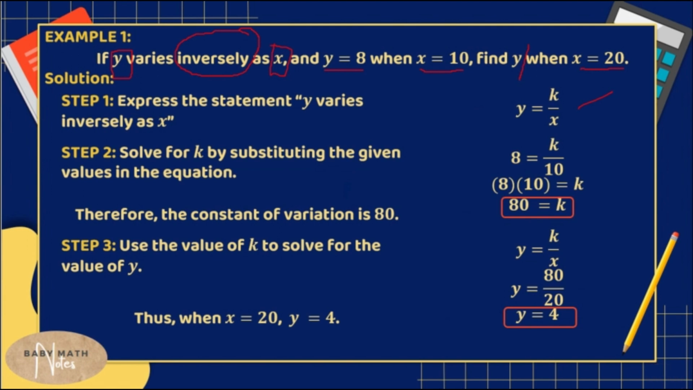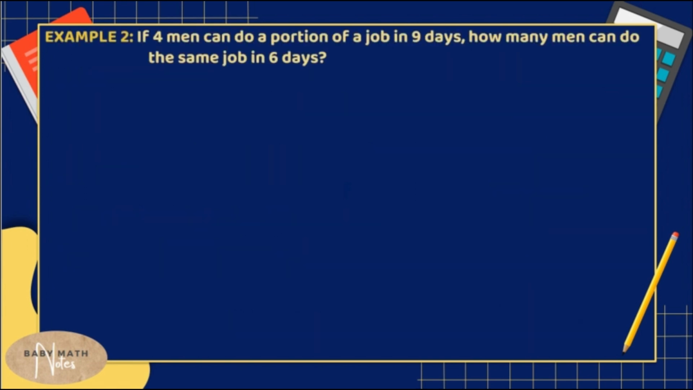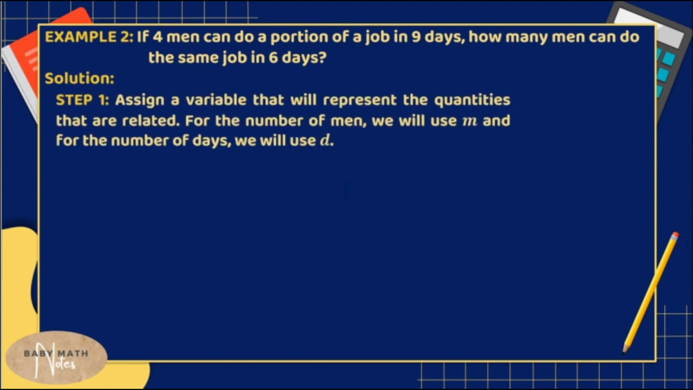So let us have example number 2. If 4 men can do a portion of a job in 9 days, how many men can do the same job in 6 days? Step number 1. Assign a variable that will represent the quantities that are related. For the number of men, we will use m, and for the number of days, we will use d.